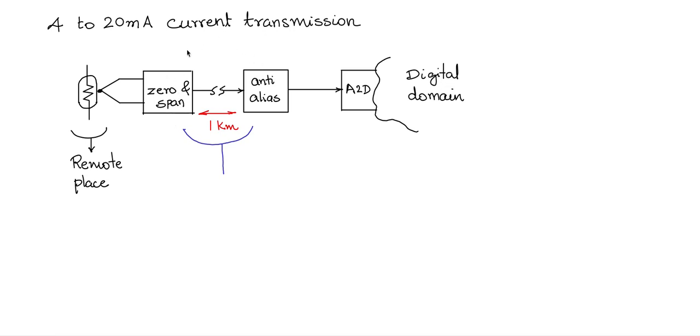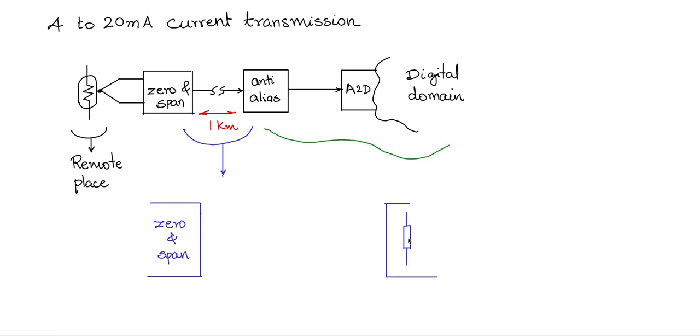Let me zoom this part alone. So on that part, one end is zero and span. Let me write it down, and at the other end is the anti-alias part. So all the anti-alias and all this part, I'm going to put it as an equivalent load resistor, but it could also be the input impedance of whatever you see at the input of the anti-alias filter. This is equivalent load resistance. Now these two are connected through some long wire because you're talking a 1 kilometer distance.